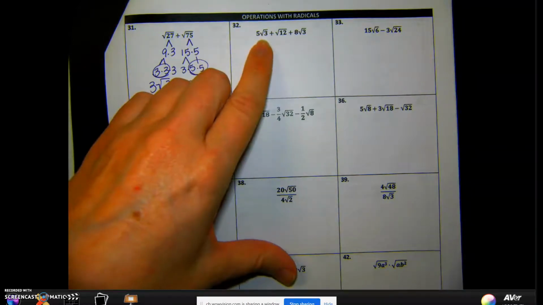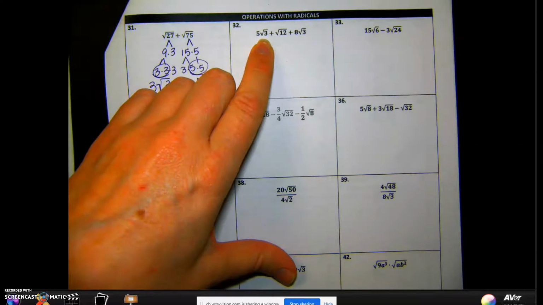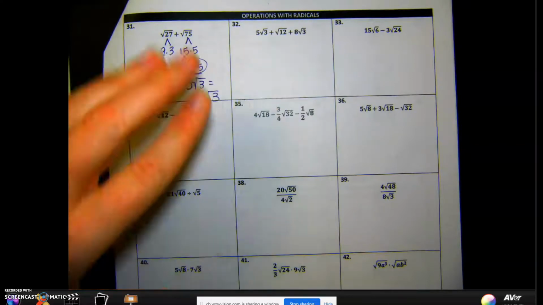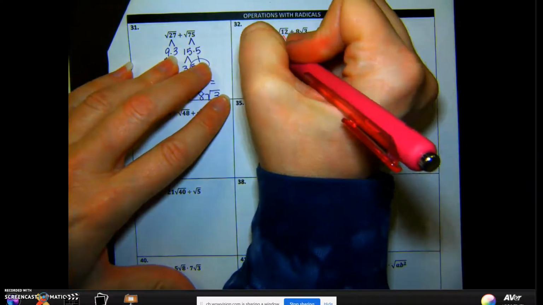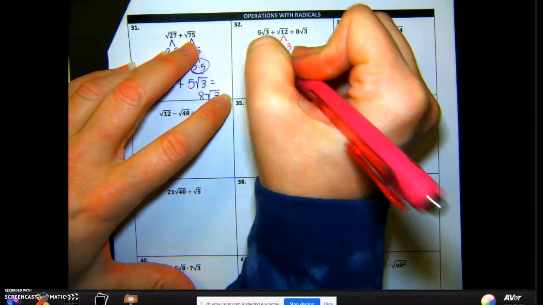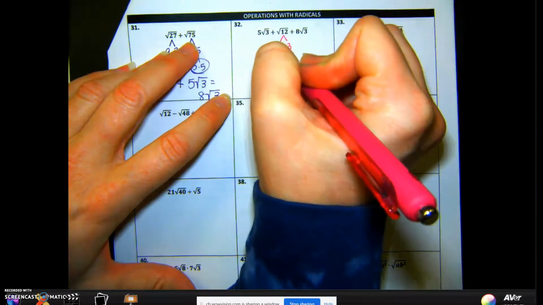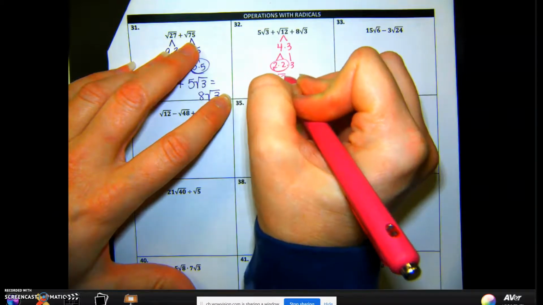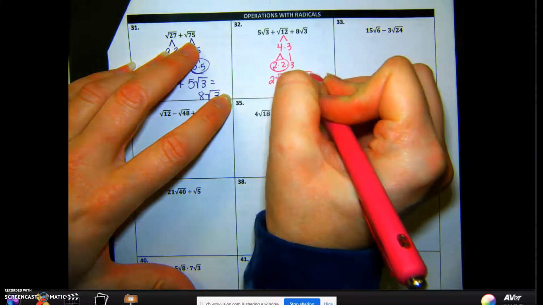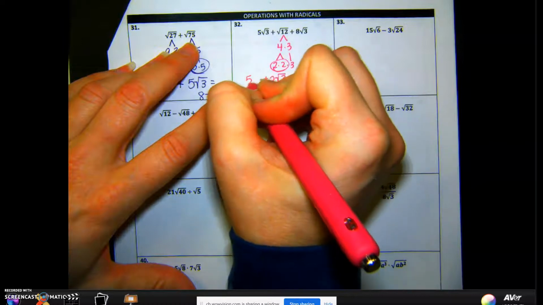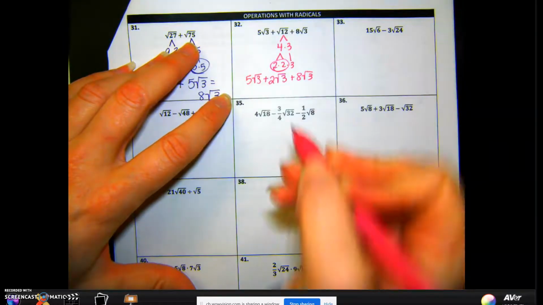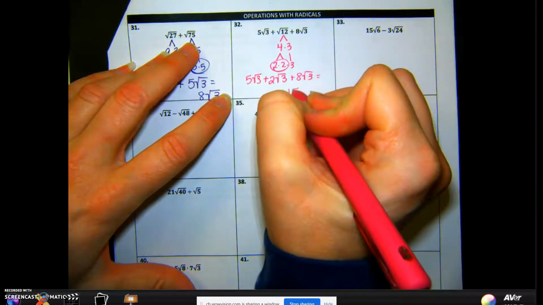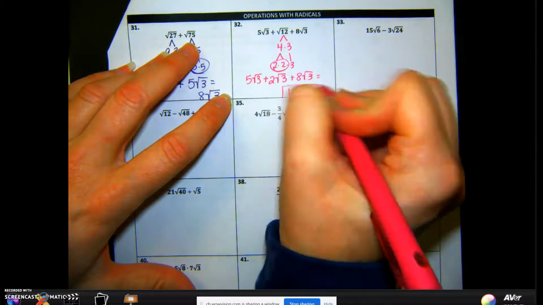All right, next one. Does this first one break down at all? So it is what it is. How about square root of 12? 4 breaks into? I have a pair of? So this one I have 2 square roots of 3, bringing everything else down, plus 8 square roots of 3, plus 5 square roots of 3. How many square roots of 3 does that give me? Good. 15 square roots of 3.